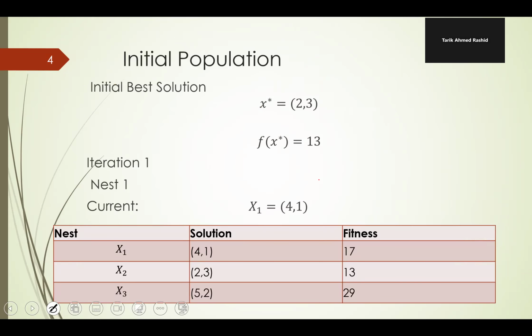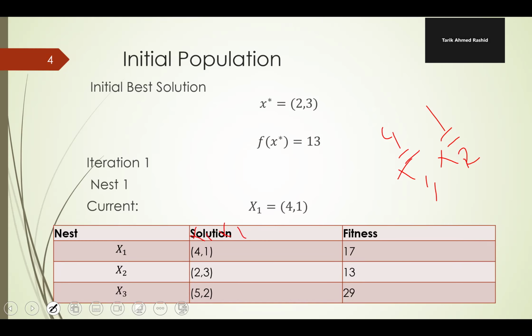Here, if we have three solutions: x1 is 4 by 1, x2 is 2 by 3, x3 is 5 by 2. So you have x1 and x2. The first solution has x1 equal to 4 and x2 equal to 1. Solution 2 is 2 by 3, so x1 is 2 and x2 is 3.